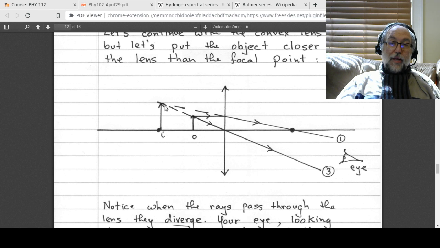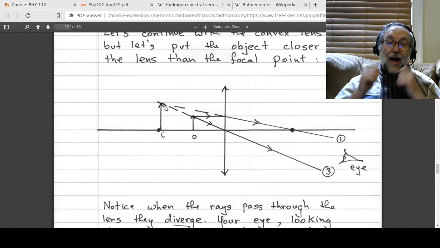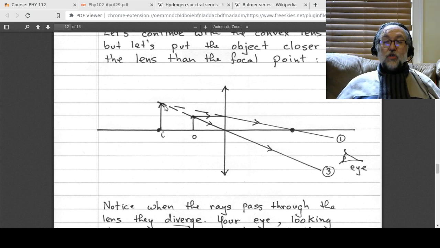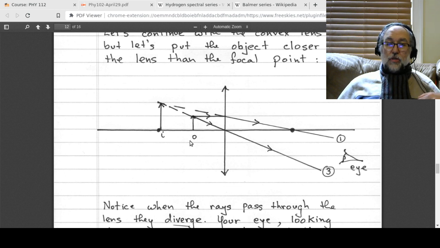It's not an image formed because the rays are converging together onto a screen. Rather, your eye sees rays that are diverging. They appear to be diverging from an image which is on the same side of the lens as the object. Okay? So I'm going to contrast. I'm going to go back to that other diagram in just a second, but just keep this in mind. Okay? See 1 and 3, they're diverging.